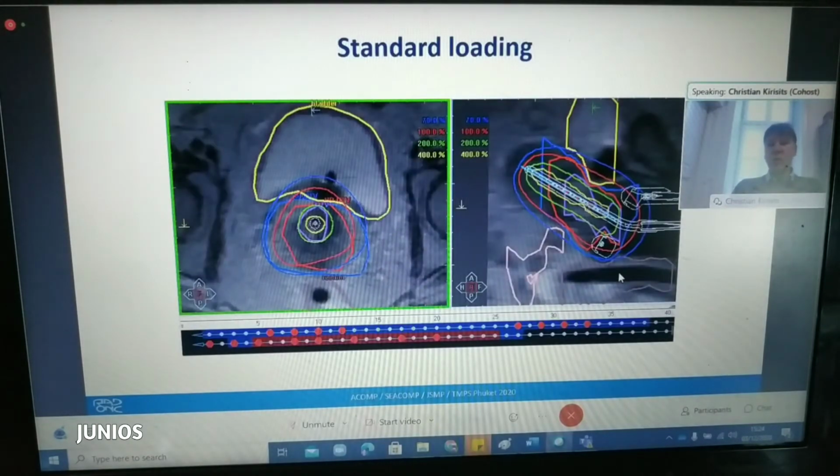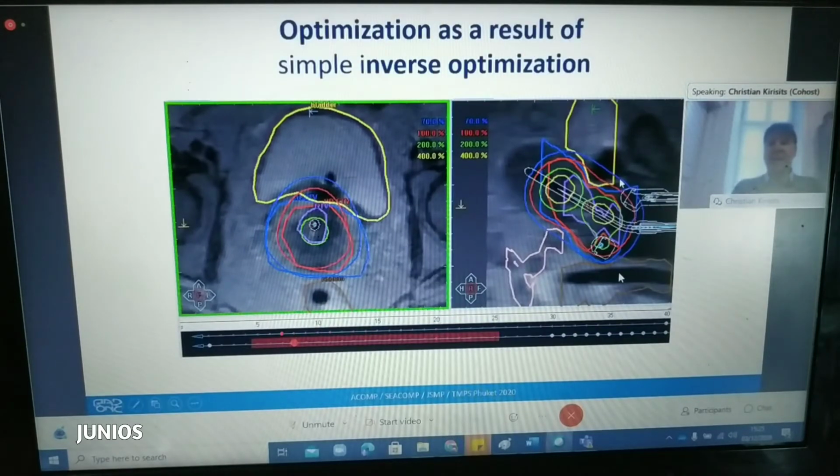With inverse planning, there was a lot of discussion about this. The problem was when we used inverse planning in the early phase. You can see here standard loading with a very, very high hot spot in the center next to the GTV, also next to the intrauterine channel where the malignant cells are. Then we tried with inverse planning, and suddenly we also got cold spots.